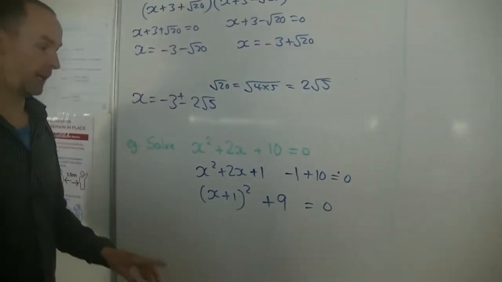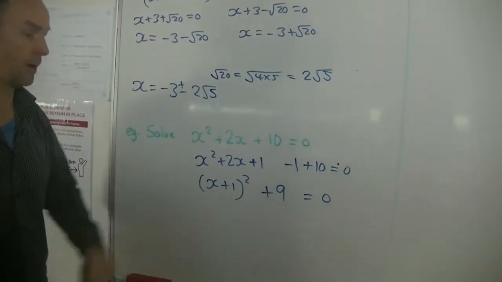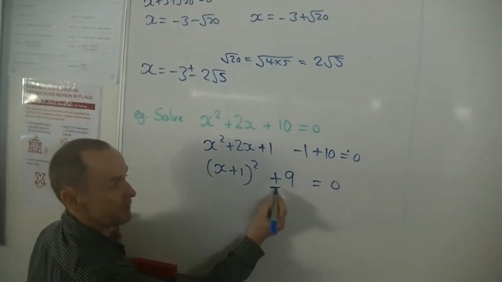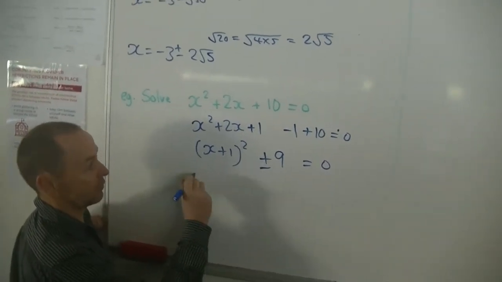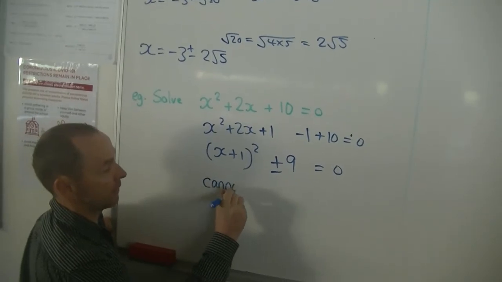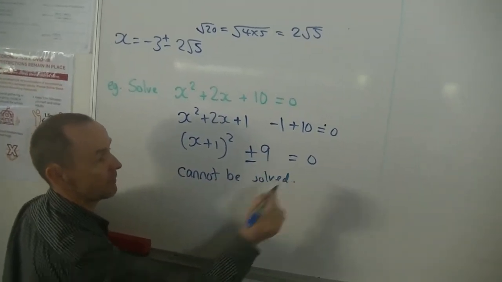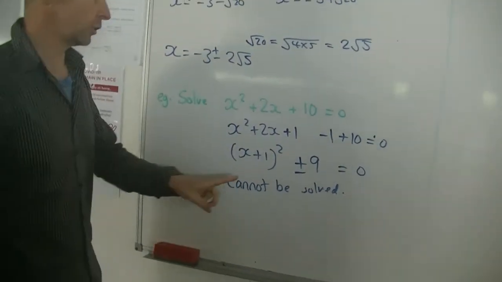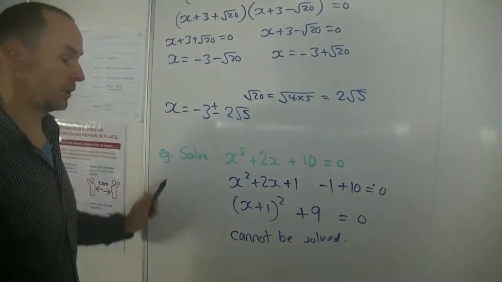Now if you're not thinking, you're going to start going x plus 1 plus 3, x plus 1 minus 3. But what do we notice? That is a positive. So what does that mean, everyone? It means this cannot be solved. So what you do is you stop there and you write down cannot be solved. So in other words, there are no solutions to this for the value of x. There's no solutions because that is a positive there. Excellent. Good job. I'm glad you didn't get tricked there.